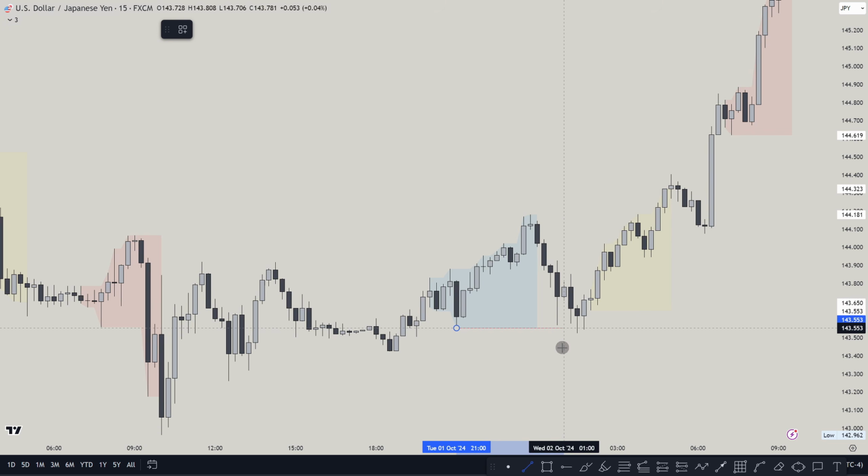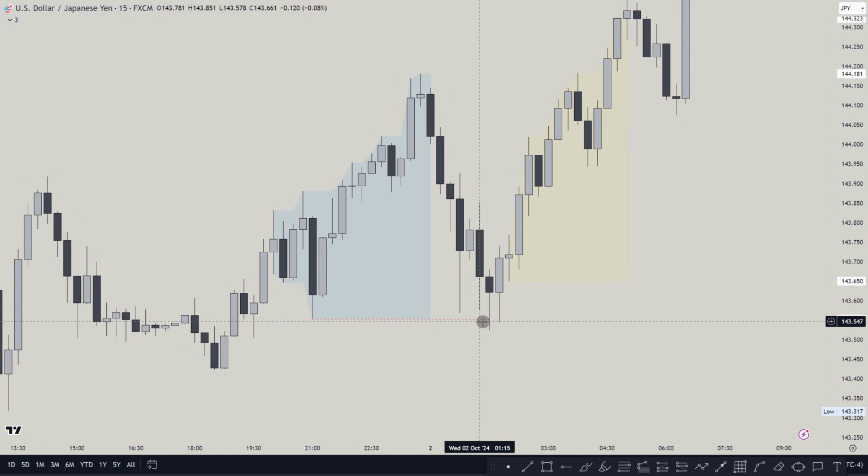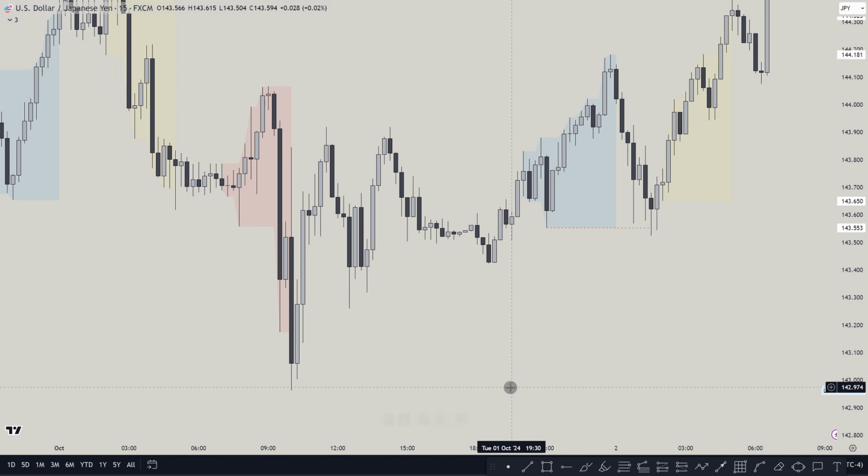We swept Asian low here. You see how we did not displace below. Actually, we reject of that low immediately. And the next candle, this is what happened on next candle. Even though I can see that here, we actually broke structure to the upside. So there was a break of structure to the upside, then retracing lower.